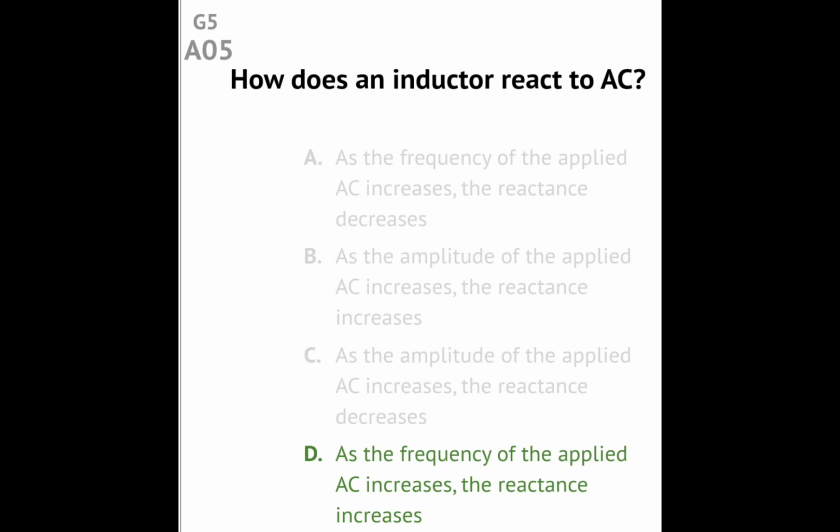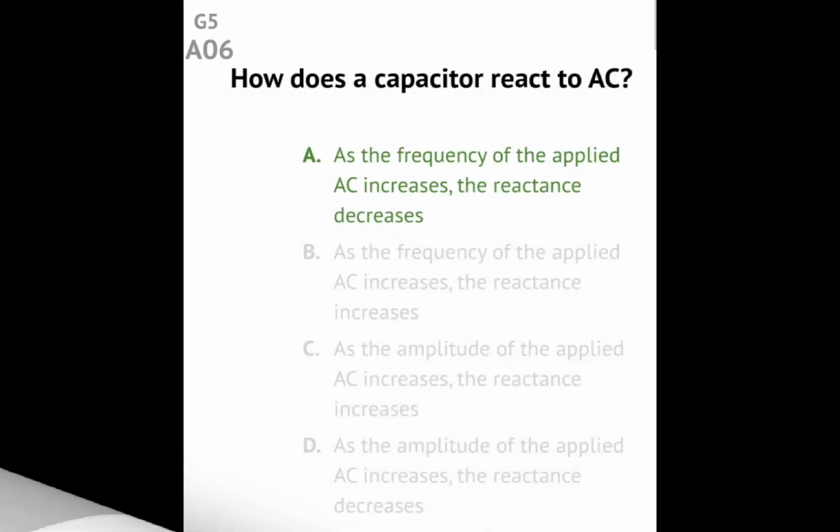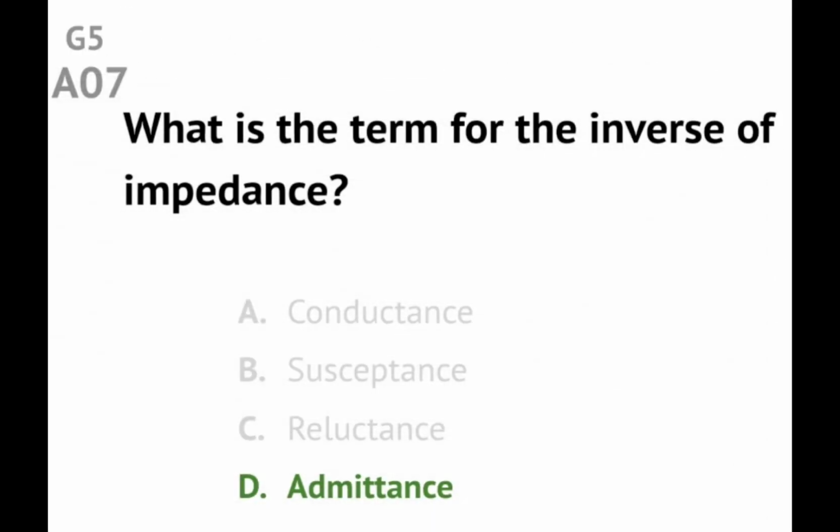Question G5A05. How does an inductor react to AC? Answer: as the frequency of the applied AC increases, the reactance increases. Question G5A06. How does a capacitor react to AC? Answer: as the frequency of the applied AC increases, the reactance decreases. Question G5A07. What is the term for the inverse of impedance? Answer: admittance.